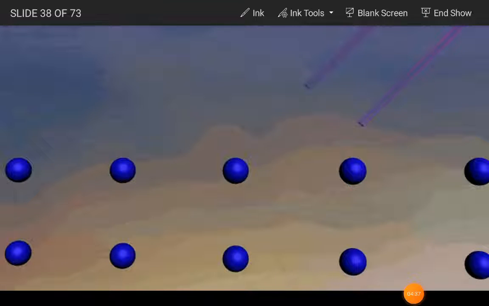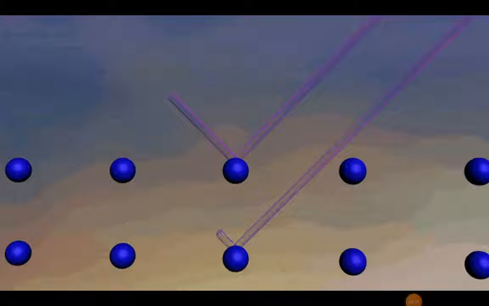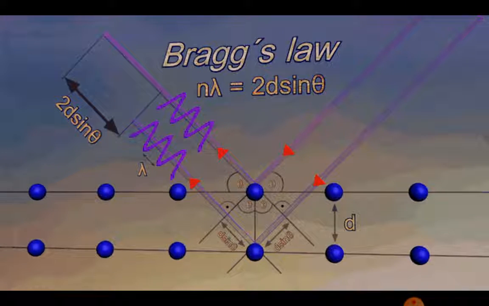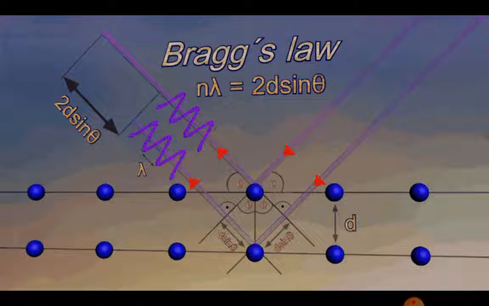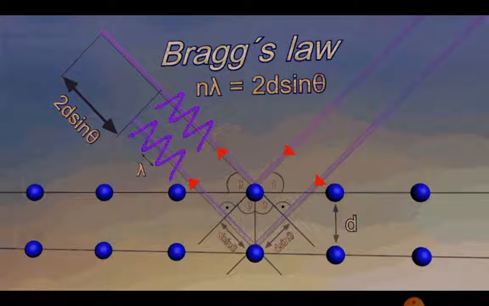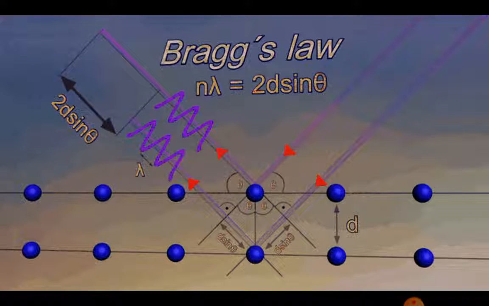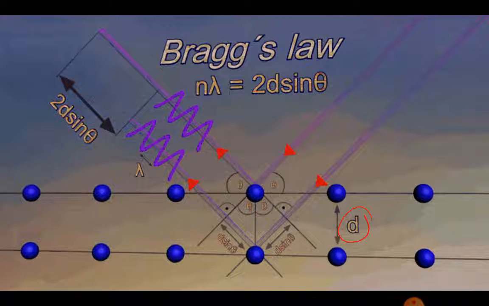I will show you the animation for that. You can observe here how the X-rays strike the system and how they are diffracted. Here Bragg's law is applicable, with the incident light and the diffracted rays. Bragg's law is n lambda is equal to 2d sin theta, while d is the spacing distance.